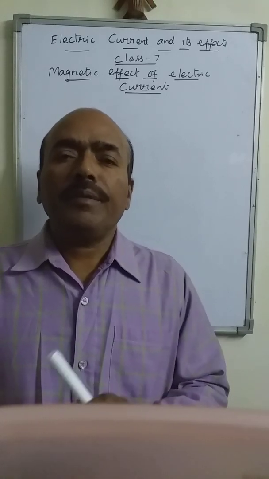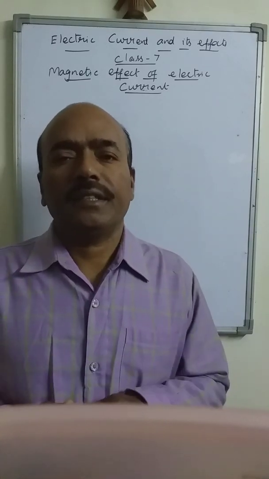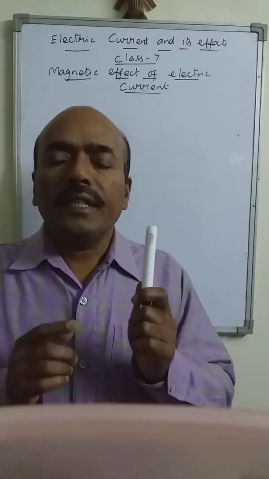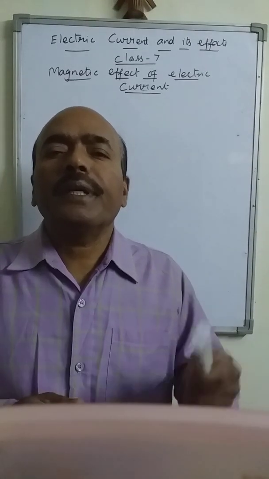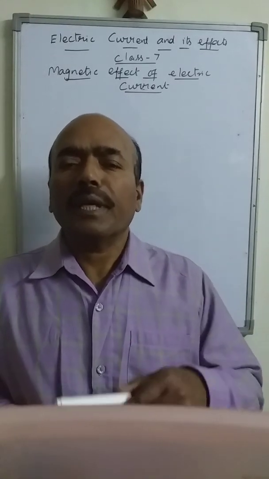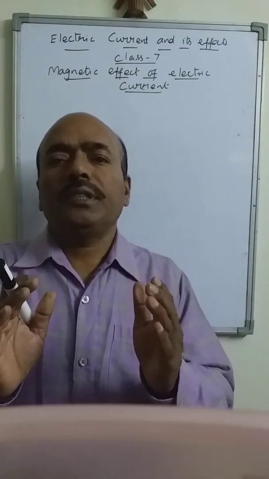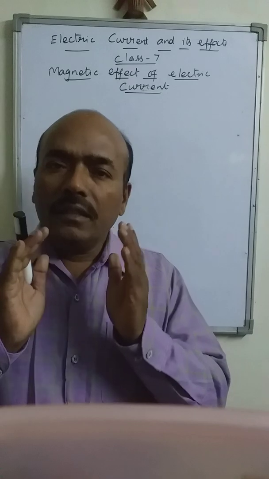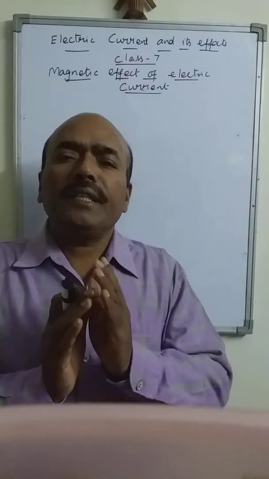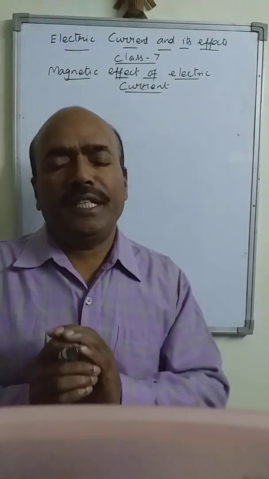Whenever we pass the electric current through any kind of conductor, whether the conductor is straight or of any shape, it develops some magnetic property around it. So, before going into this magnetic effect of electric current, we have to discuss something about the magnets. This topic you have studied in the previous class also, in the chapter Fun with the Magnets.